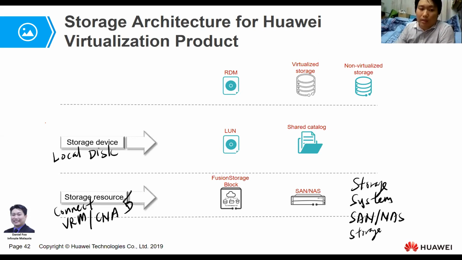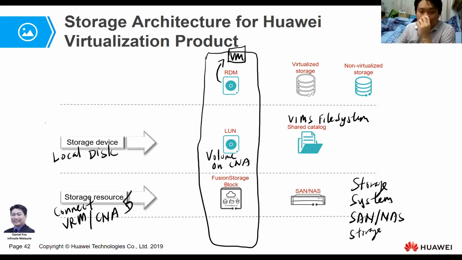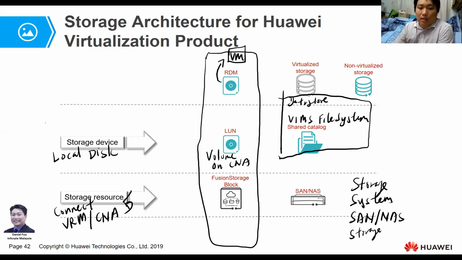Things like this. If you refer to the Fusion Storage, it's a bit different here. This one will be the volume on CNA, and this one will be the RDM mounted to your virtual machine that I showed earlier. If you are going for this, this is the VIMS file system. The VIMS file system will be used as the virtual storage itself. So this one will be your data store over here. This will be used as your virtual machine disk location.